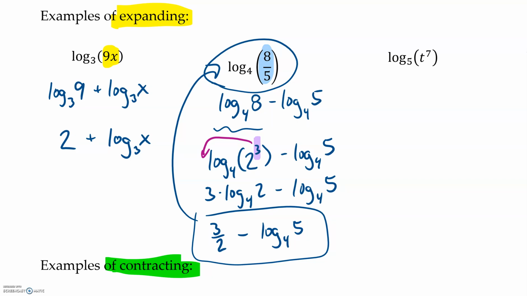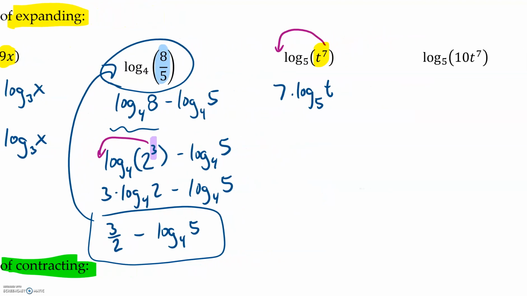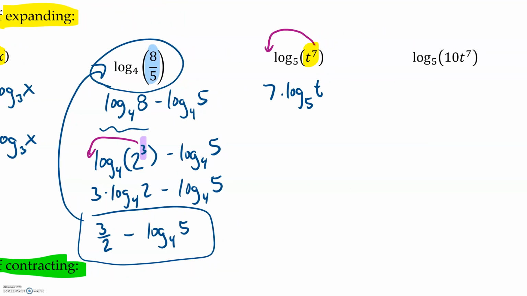Our next example, we can use the power rule to bring that 7 to the front and turn this into 7 times log base 5 of t. And I can do that because everything inside the argument was raised to that 7th power. In the next example I want to look at, that's not the case, right? So only the variable t is raised to this 7th power. And so what we need to do is deal with the product first.